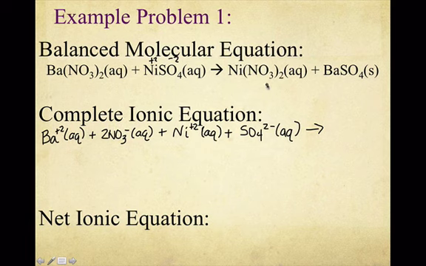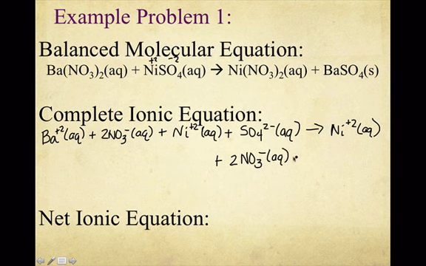Then I move to my product side. You need to be careful on your product side not to split up your solid that you are given. So I'm going to do the nickel 2 nitrate first. So nickel again, +2 charge, aqueous, and I'm going to move down here, plus 2 nitrates, plus barium sulfate stays as is. Because it's the solid, it doesn't split up. So that would be my complete ionic equation. It does take a lot of room, and yes, you have to put aqueous after each of these ions. It's just how it's done.